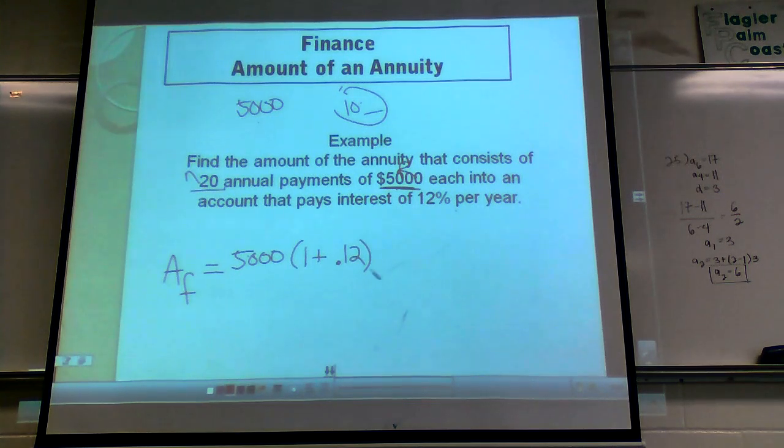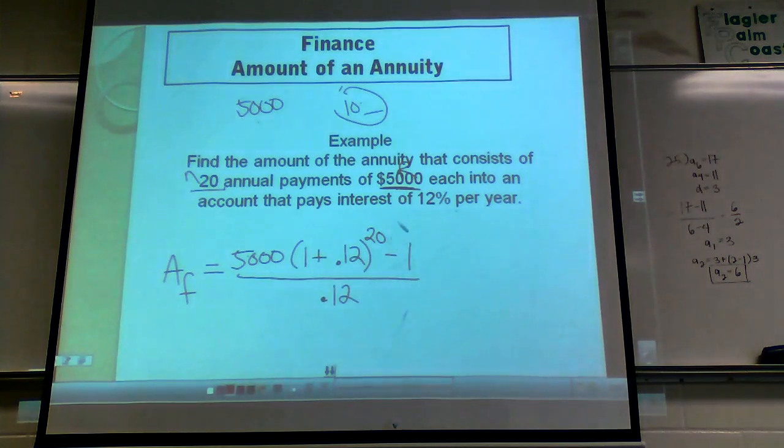Again, that's like the N. That's 20. All of that is on the top. Then on the bottom, you just have the 1.12 part. It's the I, the interest.